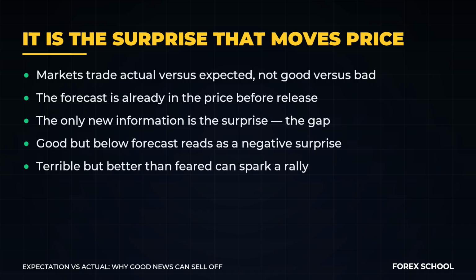So the only new information at 1:30 is the surprise, the gap between forecast and actual. A good number that's less good than forecast is a negative surprise, and price sells off. A dreadful number that's less dreadful than feared can rally. The market is a machine for pricing expectations, and news trading is the study of when those expectations are wrong.